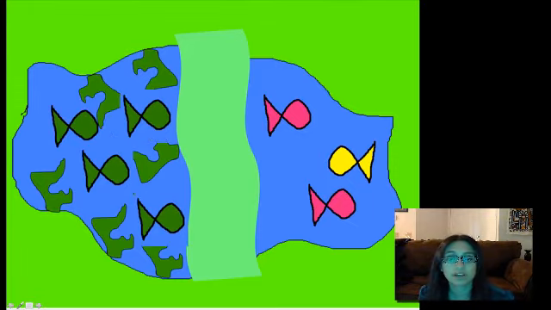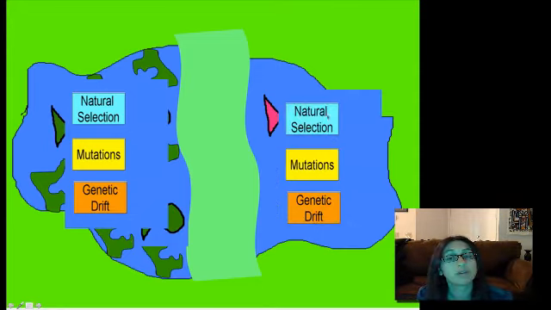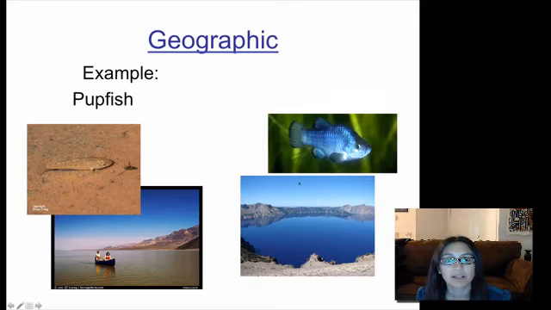Okay, so over here, natural selection, mutations, genetic drift are happening on this side once the population has become isolated. Over here, same thing. Natural selection, genetic drift, mutations are also happening over here on this side. Okay. Now, the previous example you just saw is actually what happened to the pupfish in Death Valley.